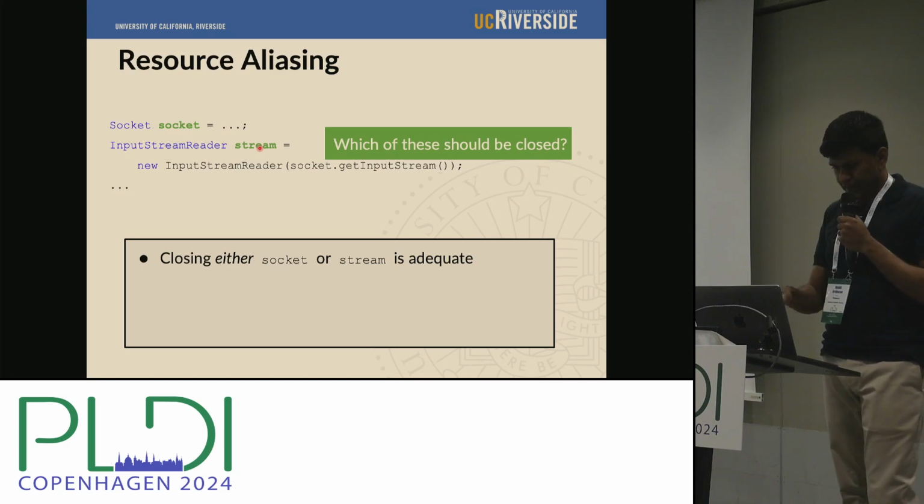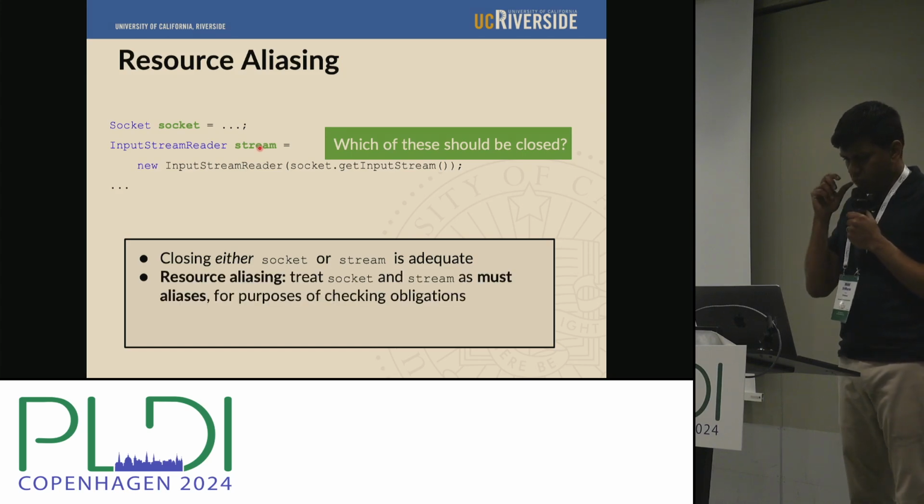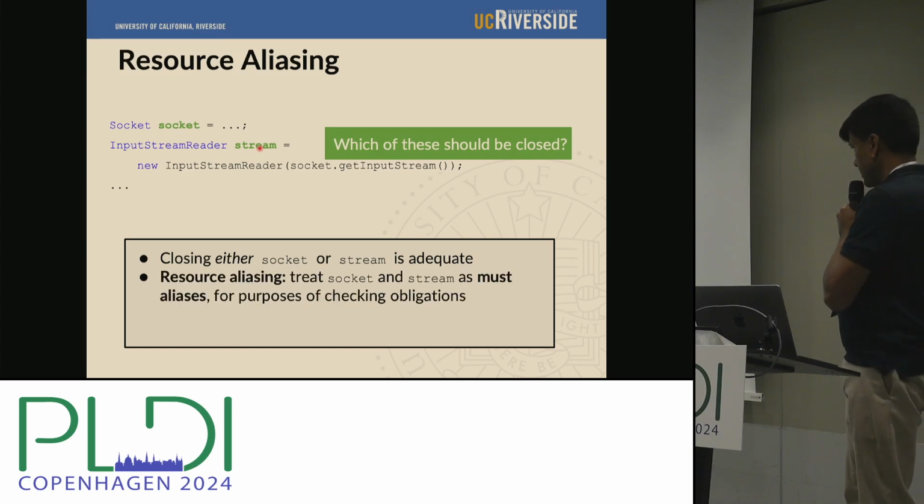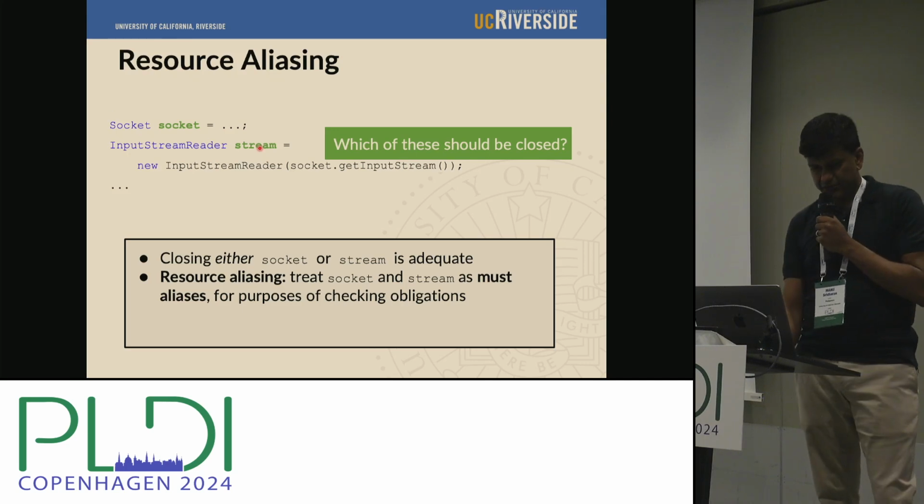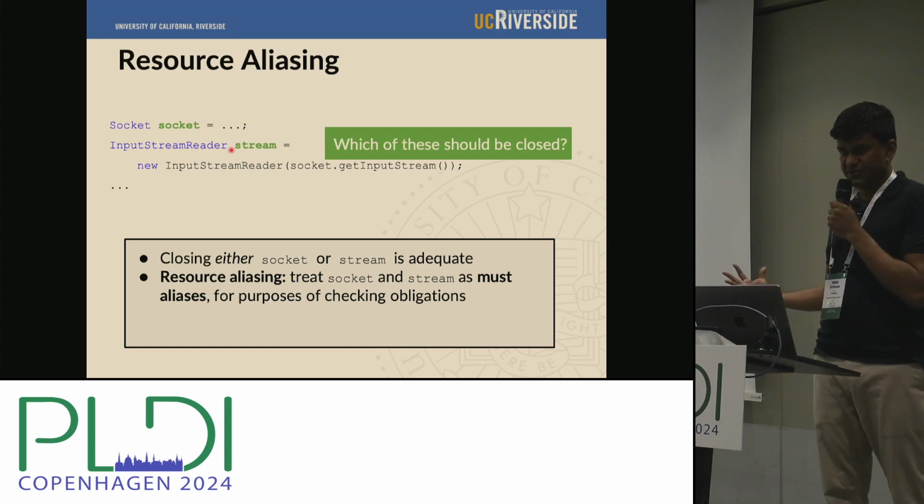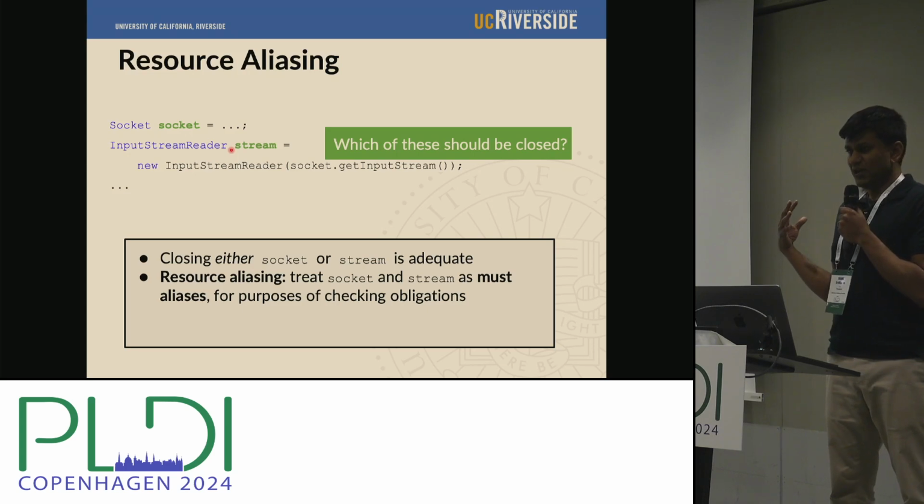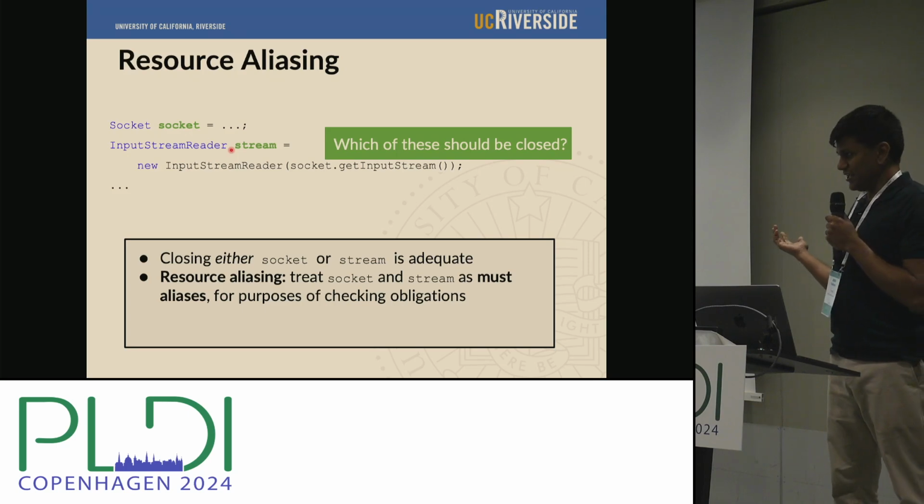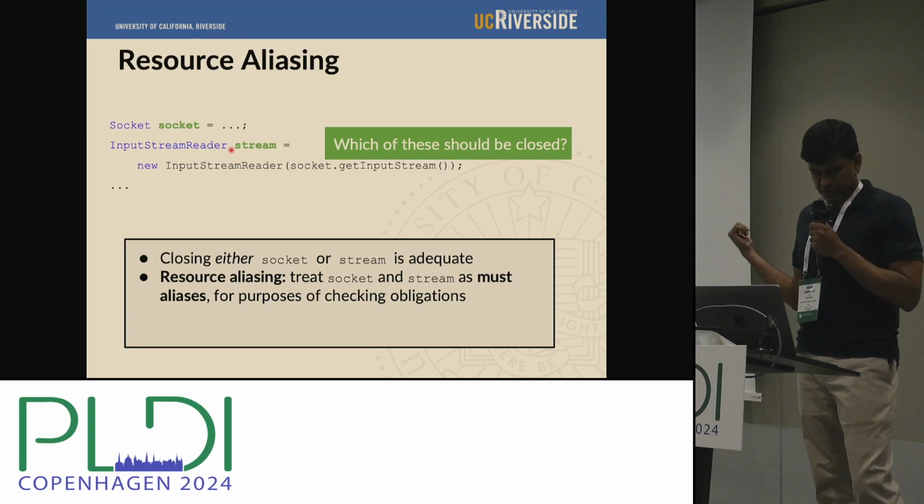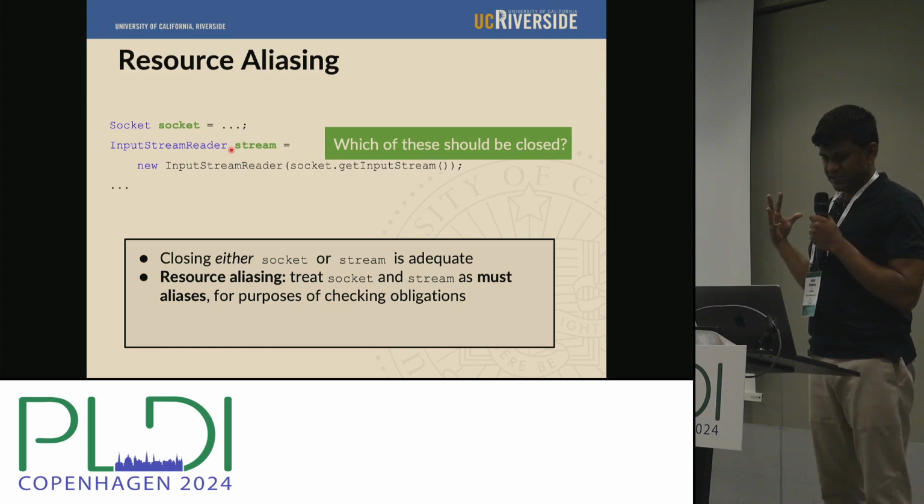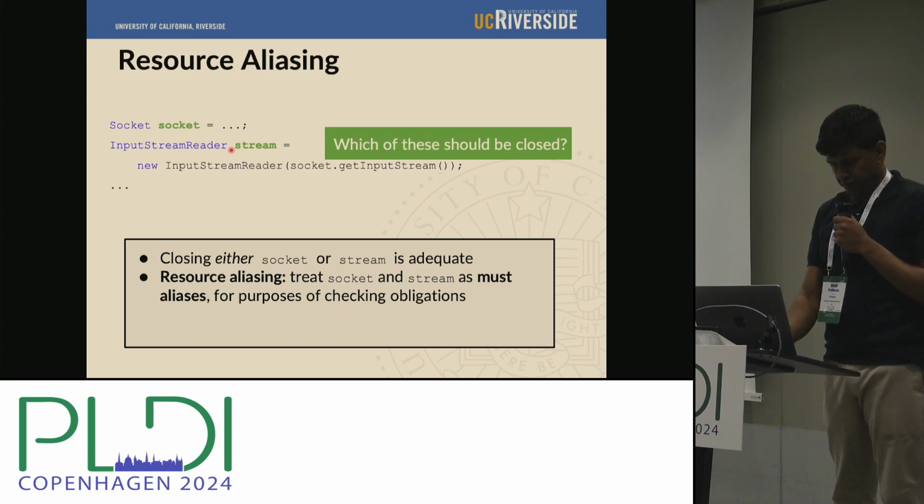So this is the pattern that we're trying to capture with this notion of resource aliasing, right? So these are not must aliases, right? Obviously, they're different objects, but from the point of view of cleaning up resources, we can treat them as if they're must aliases, right? Which means that if you call close on either one of them, that's going to satisfy your obligation, right? So we treat them as must aliases for the purpose of checking for resource leaks.